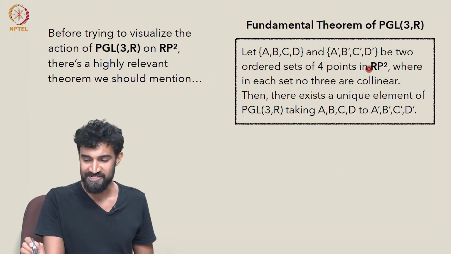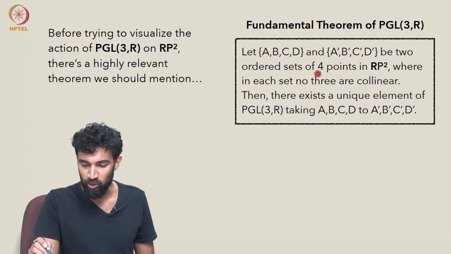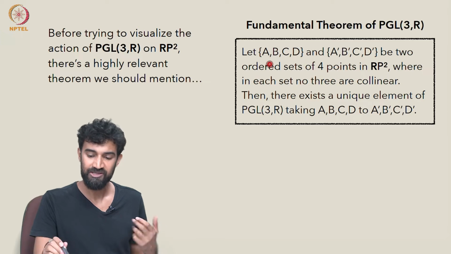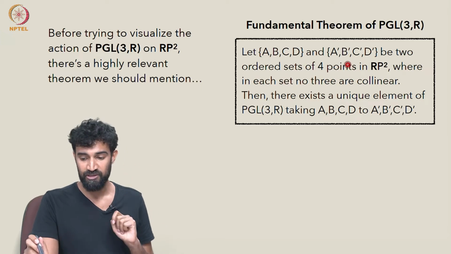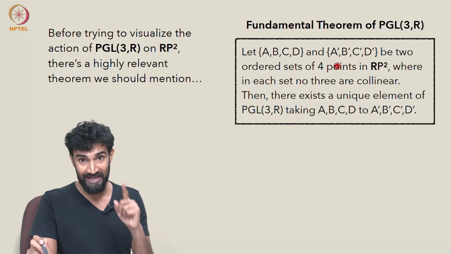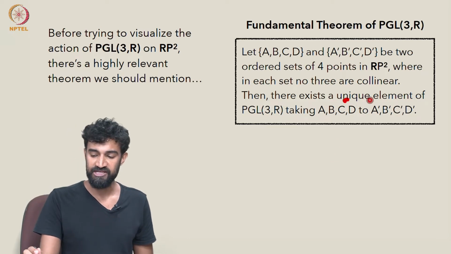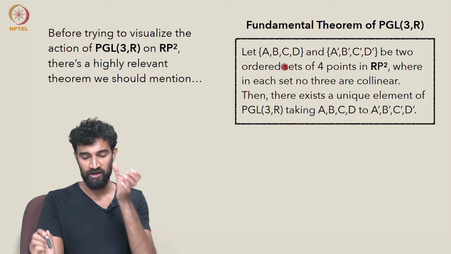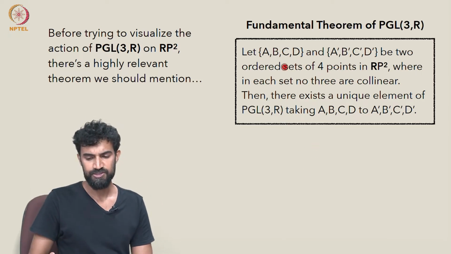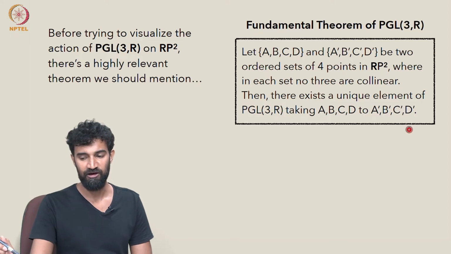So remember, this is RP2, so a point in RP2 is a line through the origin. So A, B, C, and D are all different lines through the origin. A prime, B prime, C prime, D prime are all different lines through the origin. And there exists a unique element of PGL3R taking these 4 onto these 4. So that's the fundamental theorem of PGL3R.